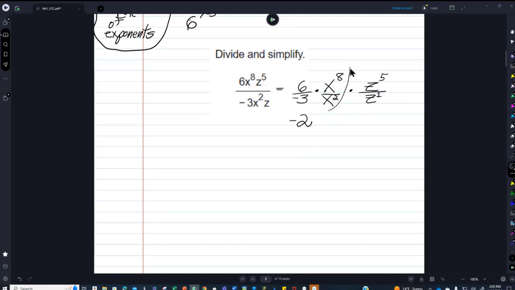Here, because of the quotient rule, notice the bases are the same. I'll have x to the 8 minus 2. And then I'll have z to the 5 minus 1. So our answer is -2, x to the 6th, z to the 4th.